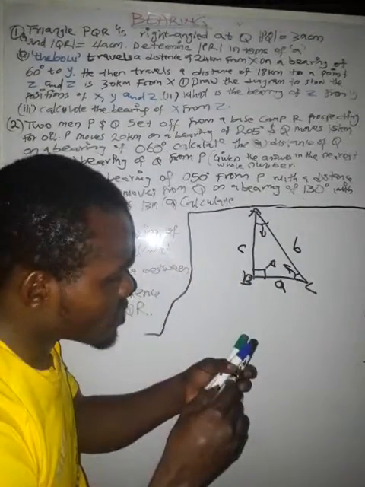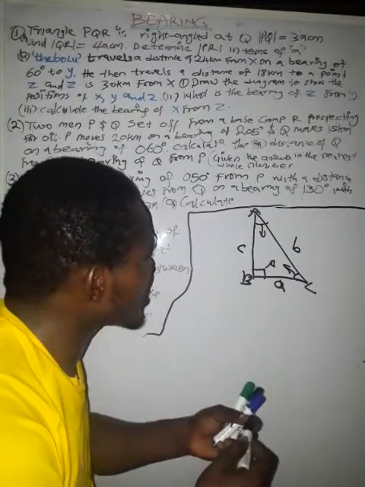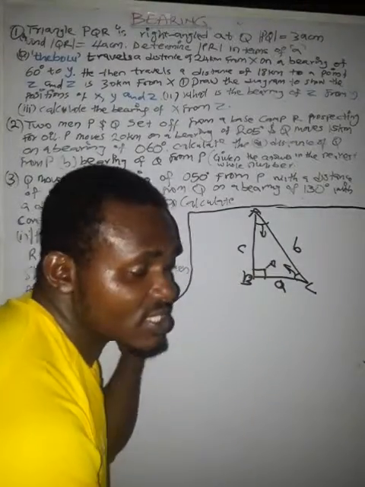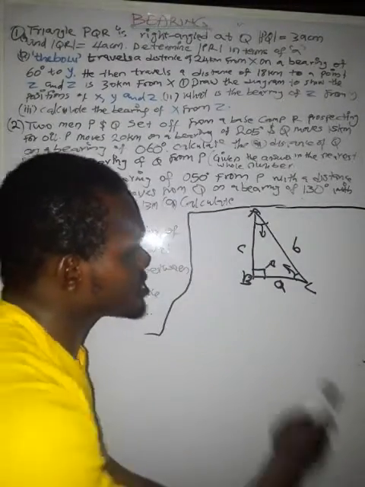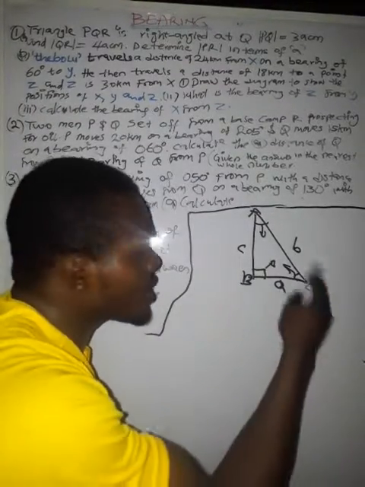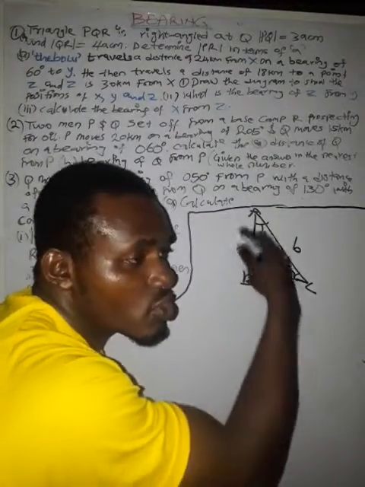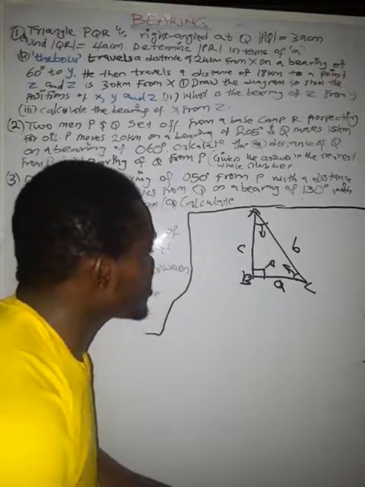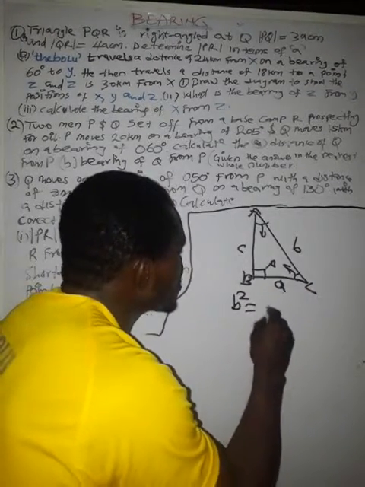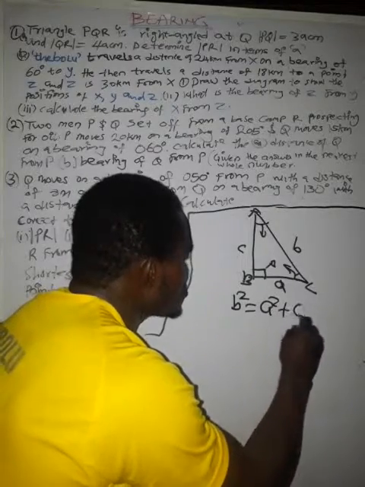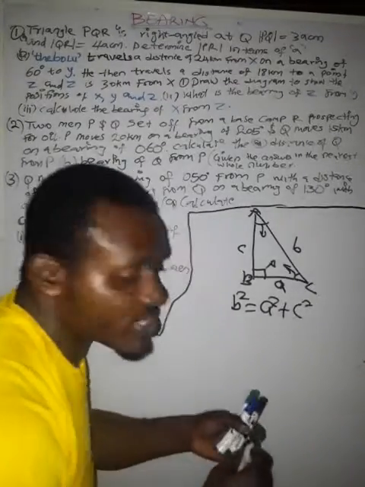So what is the Pythagoras theorem saying? I believe you all know that the square of the longest side, which is the hypotenuse, is equal to the summation of the squares of the two remaining sides. So what am I saying? I'm saying b square equals a square plus c square. So this is what Pythagoras theorem is saying.